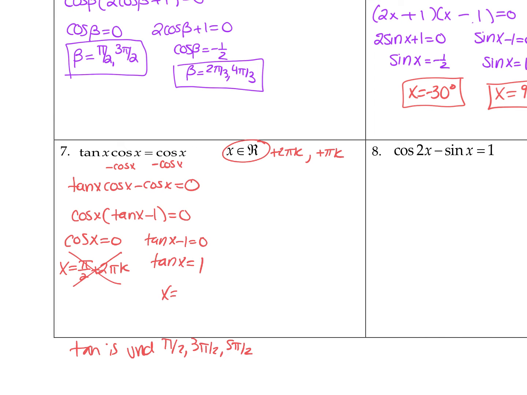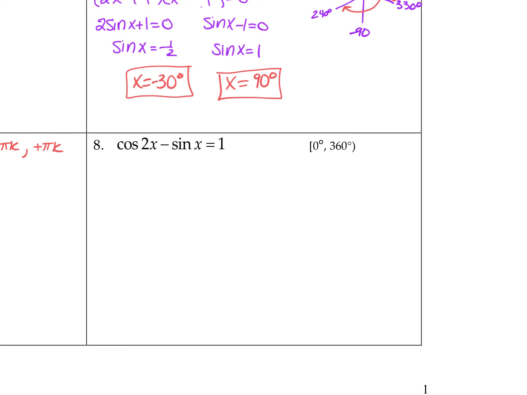So my only solutions are going to come from the tangent of 1, which is pi over 4 plus pi k. Now, tangent's also 1 at 5 pi over 4, but again, 5 pi over 4 is pi away from pi over 4, so I don't need that second equation in this situation. So this would be my only solution.